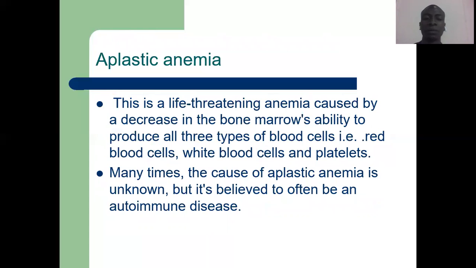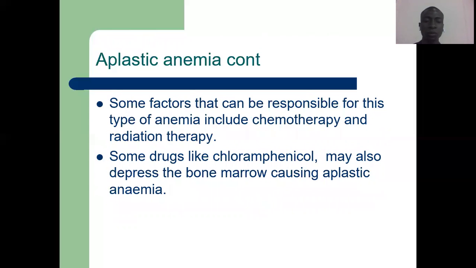Aplastic anemia is a life-threatening anemia caused by a decrease in the bone marrow's ability to produce all three types of cells: the red blood cells, white blood cells, and the platelets. It's life-threatening because many times the cause of aplastic anemia is unknown, but it is often an autoimmune disease. Some factors that can be responsible for this type of anemia include chemotherapy.